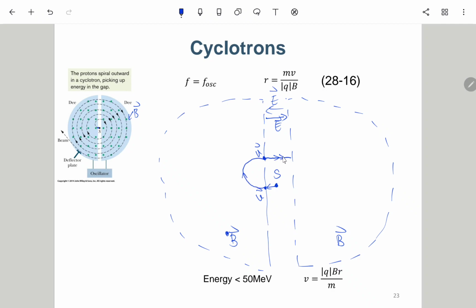But after leaving the left D shape, we have an E field pointing to the right side, which makes this particle accelerate up to this part. Here we have a perpendicular B field again, and then it will have circular motion. In that case, this v prime is larger than v. M doesn't change, Q doesn't change, B doesn't change, so this radius will be larger. So it becomes something like this, going to this part. So this is v prime again.